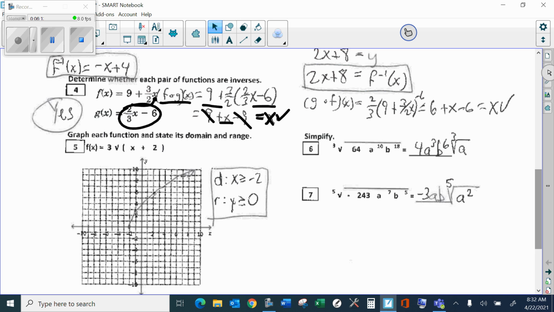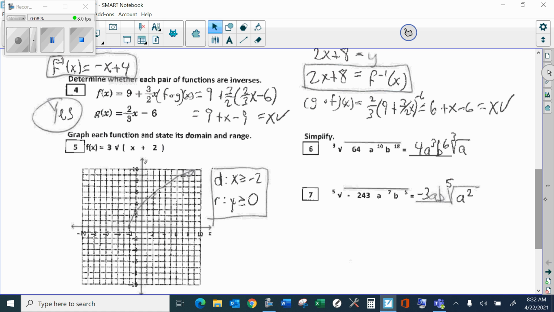Now, if it wasn't x, if I did the work right and it wasn't x, then they're not inverses, and I can stop right there. I don't have to do the reverse one of g of f of x. They both have to come out to be x. So if one doesn't come out to be x, then boom, you're done. Just make sure you do the right work first. Okay, so now we go to the reverse direction.